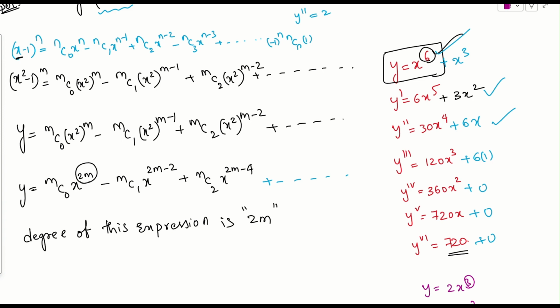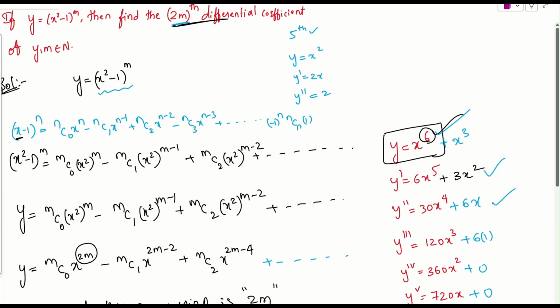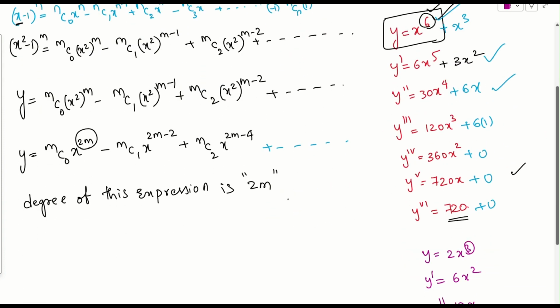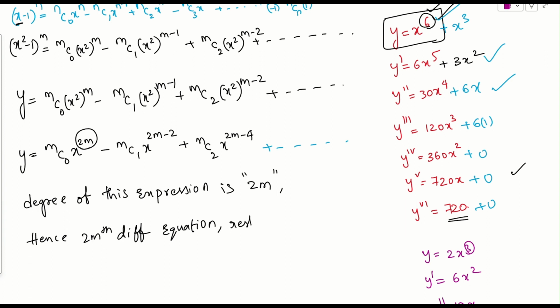Agree. Since the highest degree is 2m, they are asking about the 2mth derivative, similarly to how the sixth derivative will be 0. Hence we can say that for the 2mth differential expression, all the terms will vanish, and we will have only the first term. Rest all will vanish.